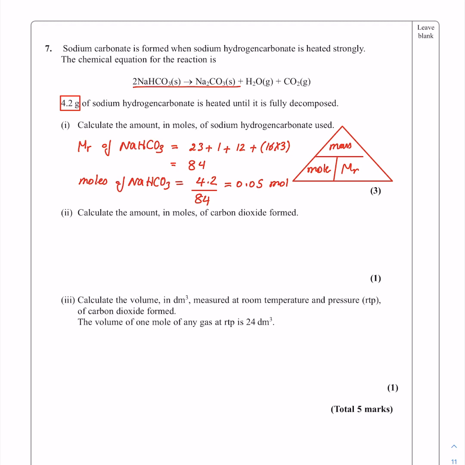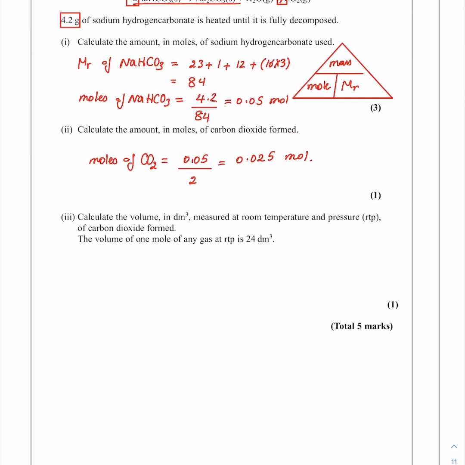Double I. Calculate the amount in moles of carbon dioxide. The ratio between the moles of sodium hydrogen carbonate that we calculated and the carbon dioxide is 2 to 1. This means the moles of carbon dioxide is half the moles of sodium hydrogen carbonate. So the moles of carbon dioxide equals 0.05, the moles of sodium hydrogen carbonate we calculated in I, over 2, which is 0.025 mole.